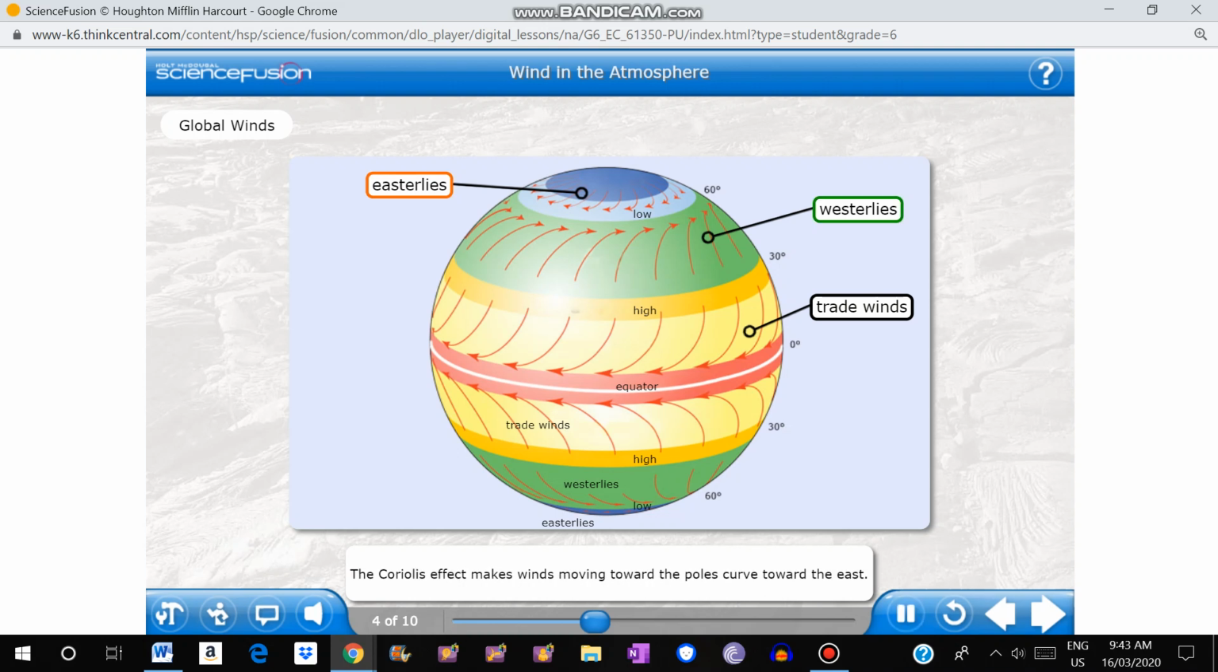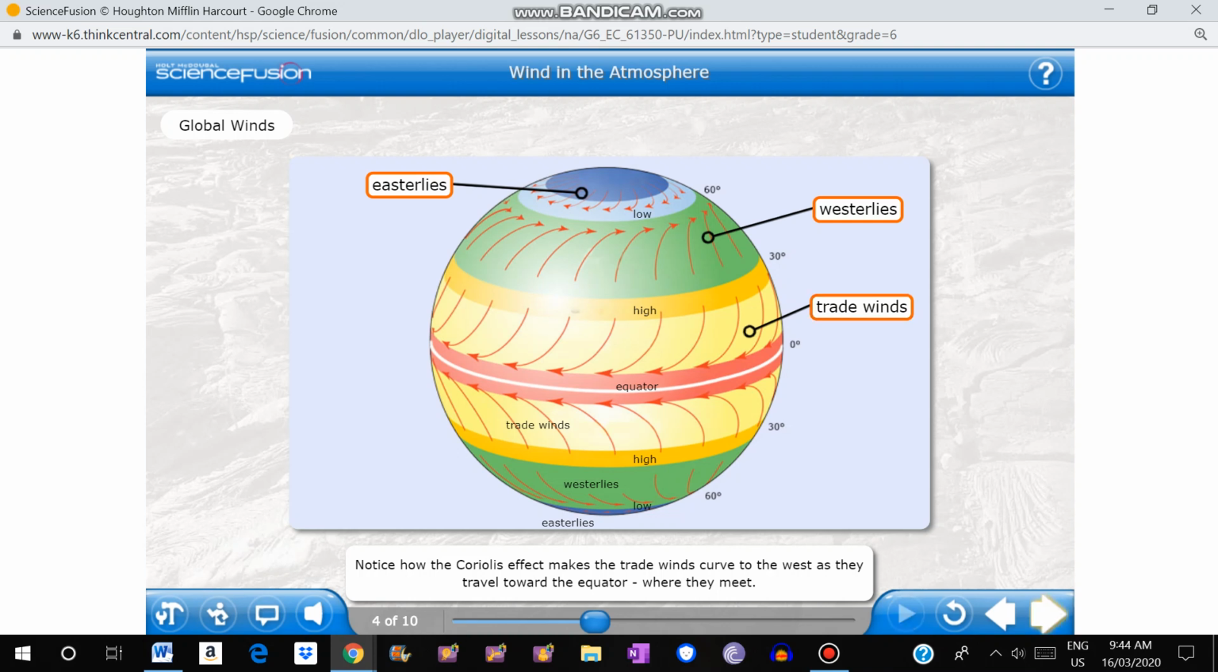The Coriolis effect makes winds moving toward the poles curve toward the east. The name of these winds is westerlies. Westerlies are winds that blow from the west to the east. Look for the westerlies on this diagram. Trade winds are the most steady winds. Notice how the Coriolis effect makes the trade winds curve to the west as they travel toward the equator, where they meet.